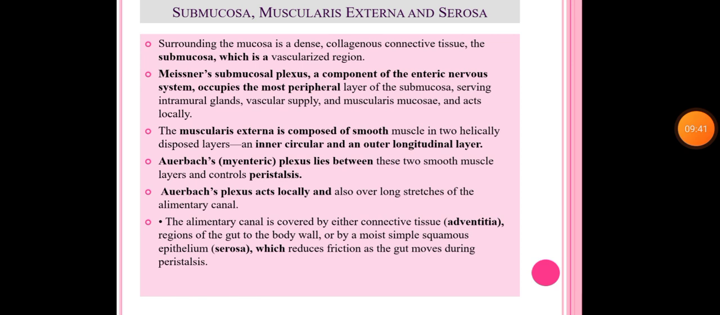Next to the mucosa there is the submucosa, which is nothing but dense collagenous connective tissue. It is followed by the muscularis externa made up of circular and longitudinal muscles, followed by the serosa. All these layers, that is the muscularis externa and serosa, help in the process of contraction and relaxation of the alimentary canal as the food passes through it, and they give strength to the alimentary canal tube.